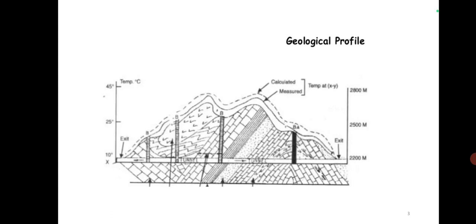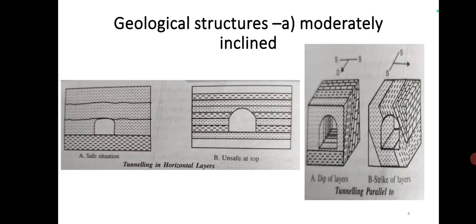Okay. Now we are going to study how the geological structures affect the selection of tunneling. Okay. So here you can see the first figure itself, A and B are there. When you are tunneling through a horizontal layer, in figure A, that is a safe condition. Here the beds are parallel and the cross section of the tunnel is a D-shaped tunnel. The roof of the tunnel is horizontal.